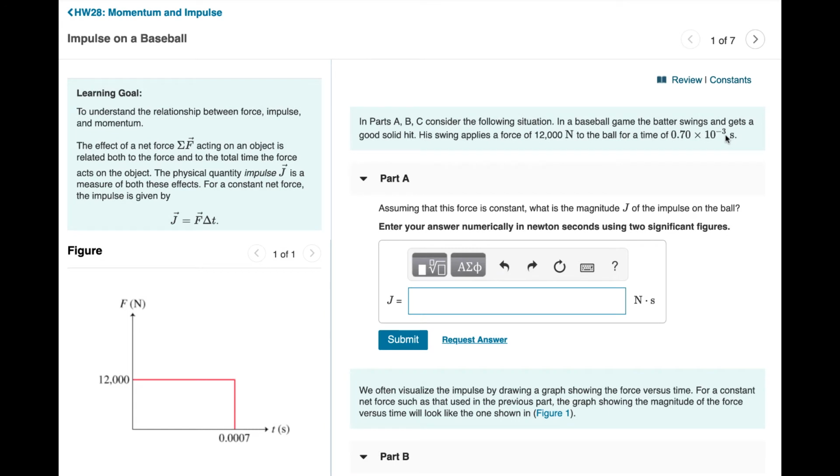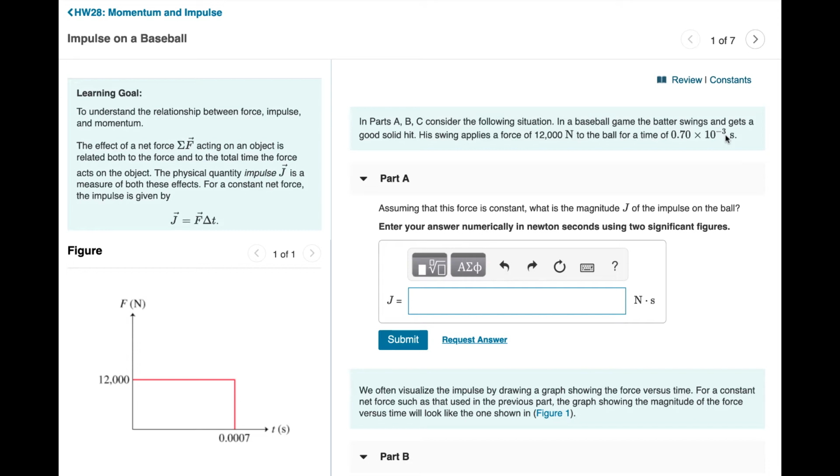Okay, the penultimate honors physics homework assignment, momentum and impulse, homework number 28. Here's question number 1. On the left-hand side, it gives me a little bit of background on impulse and momentum, which was the subject of the lecture, so I already know all about that, but reread it if you like. So it has parts A, B, and C, and this situation is a classic of this type of problem.